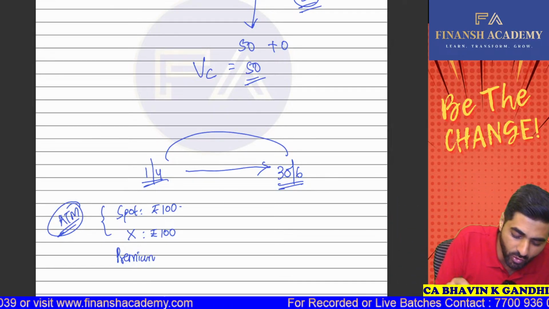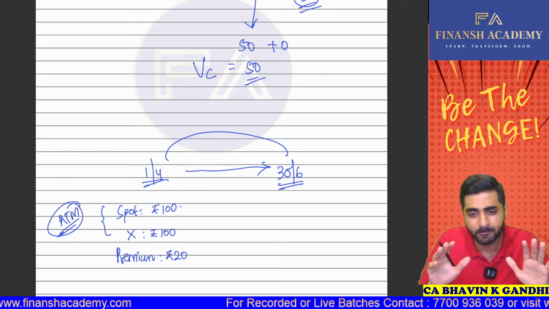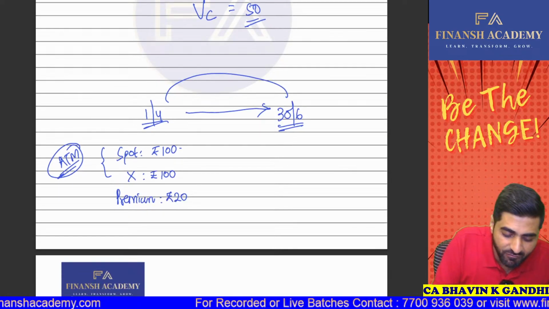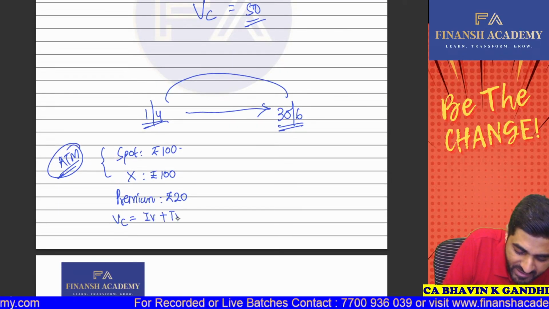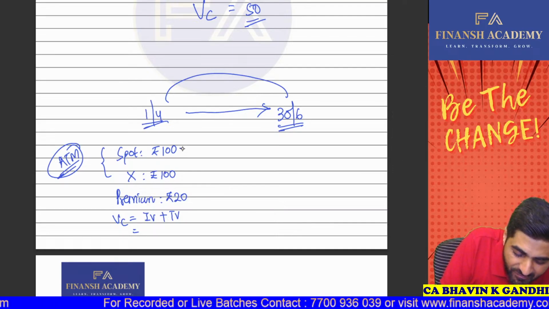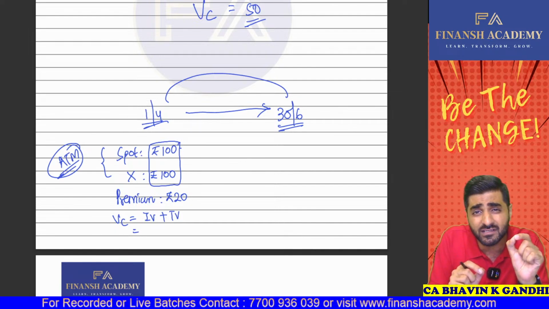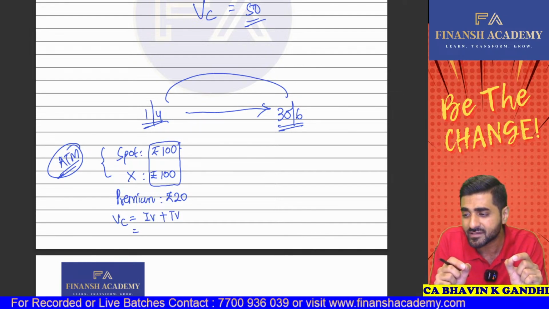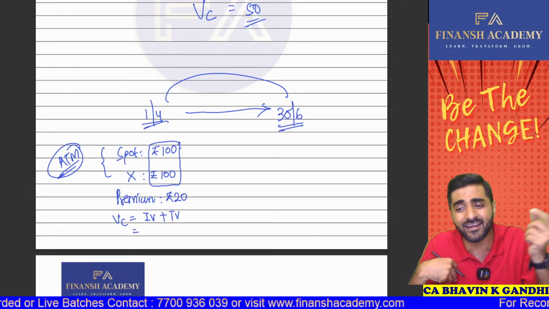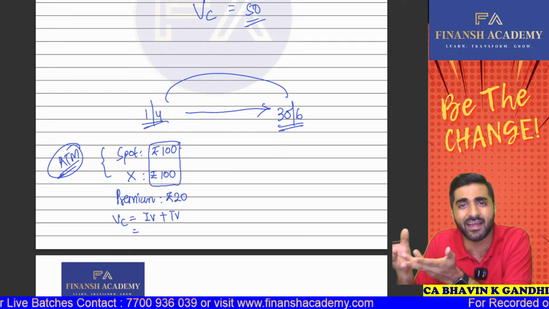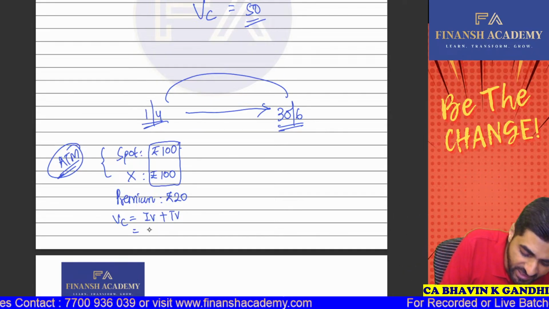So I will say, listen, I am ready to pay, let's say, a premium of 20 rupees. Now, can I say the value of the call option is the combination of intrinsic value plus time value? So what is the intrinsic value? The difference between whatever is the spot and the strike price. My strike price is also 100. It means I have a right to buy it at 100. In the market also it is available at 100. So basically the contract does not have any intrinsic value. So intrinsic value is 0.